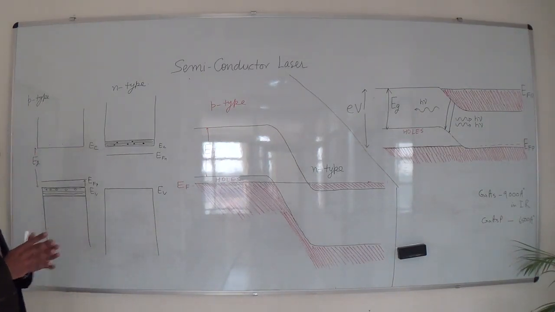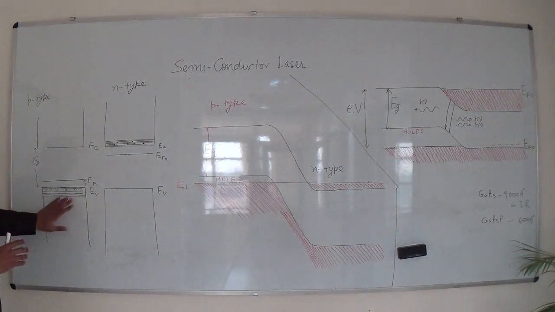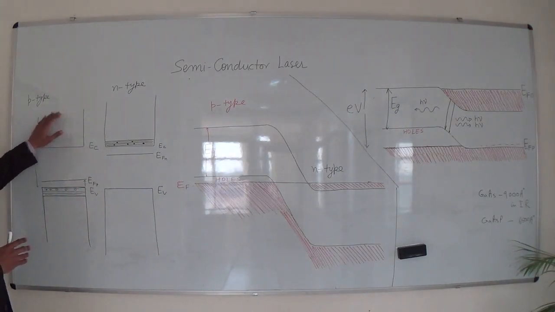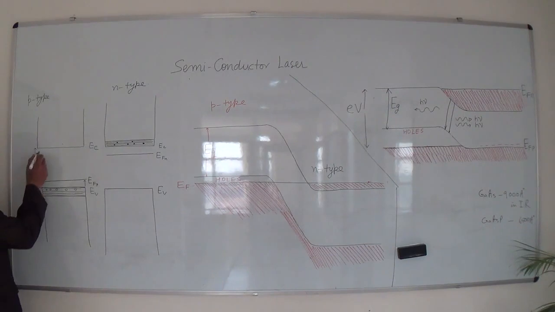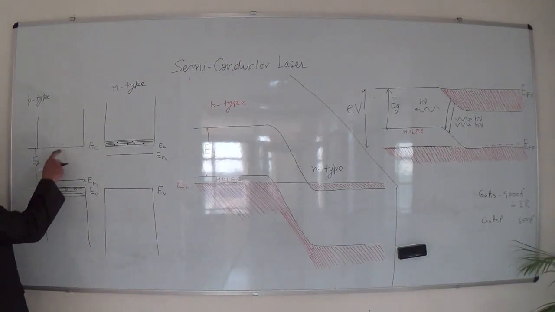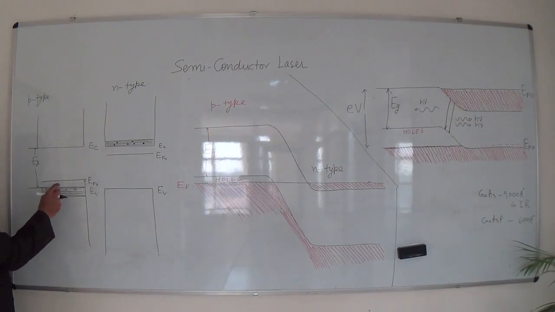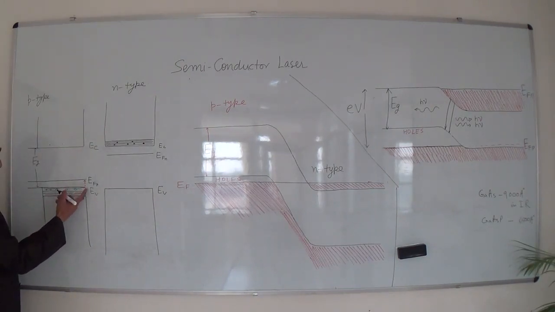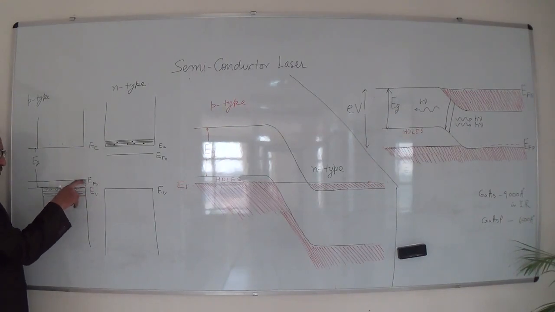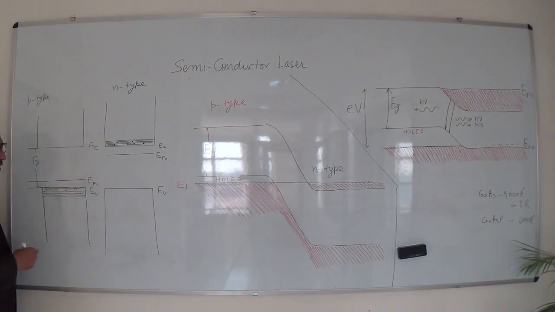For the p-type semiconductor material, we know that this is our valence band, this is our conduction band. In between these two, this is the top of the valence band, this is the bottom of the conduction band, and this forbidden gap is known as the energy gap of the semiconductor material. This line represents the Fermi energy level in p-type semiconductor, which is very close to the valence band, just above the valence band.